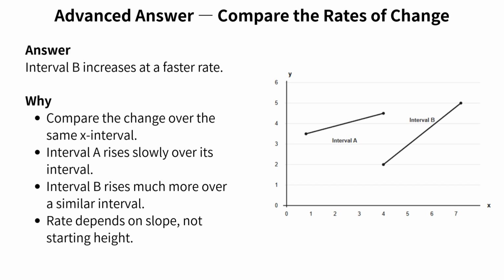This is a common SAT trap. Many students look at the higher graph and assume it must be increasing faster. But height only tells you the value at a point. Rate of change depends on slope, how much y changes compared to x. In this graph, interval B shows a larger increase over the same type of interval, which means its slope is greater. That is why interval B increases at a faster rate, even though it starts lower.